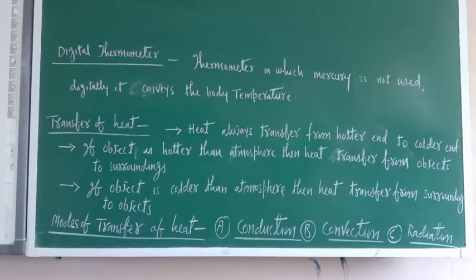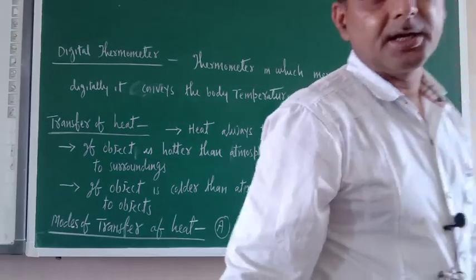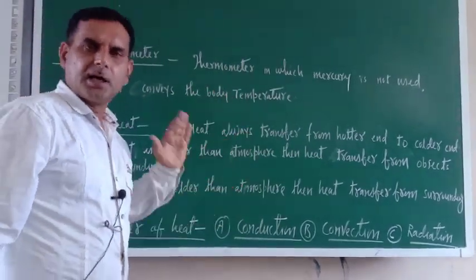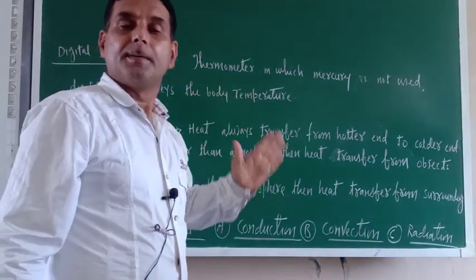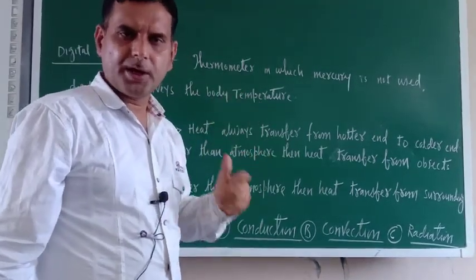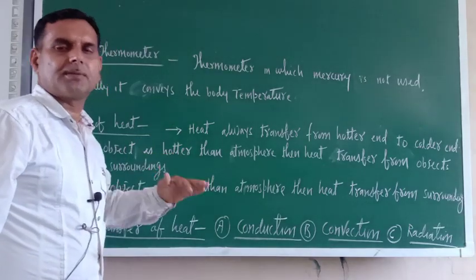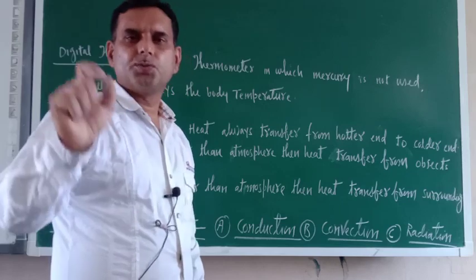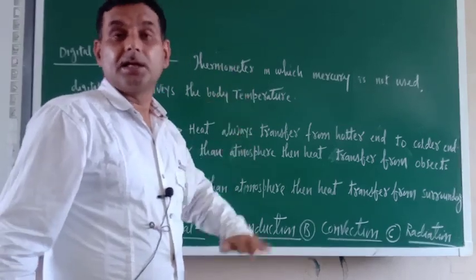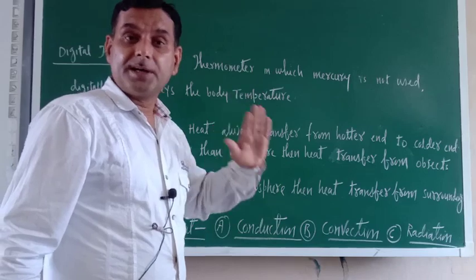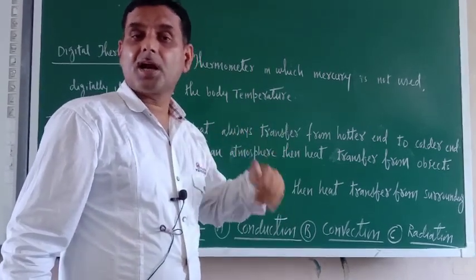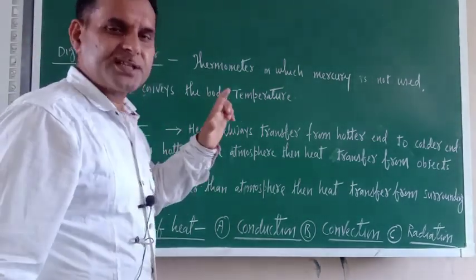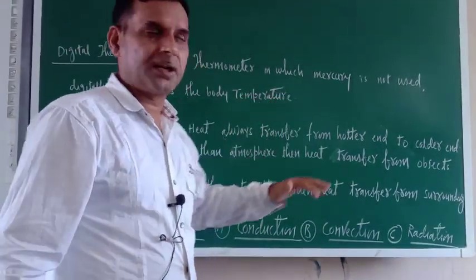Good morning, dear cadets. Yesterday we discussed so many things about the clinical thermometer, laboratory thermometer, and maximum minimum thermometer. In all three types of thermometer, basically what is used? Mercury is used, and its level increase or decrease will decide the object's temperature or human body temperature. That was the specialty of those three types of thermometer.